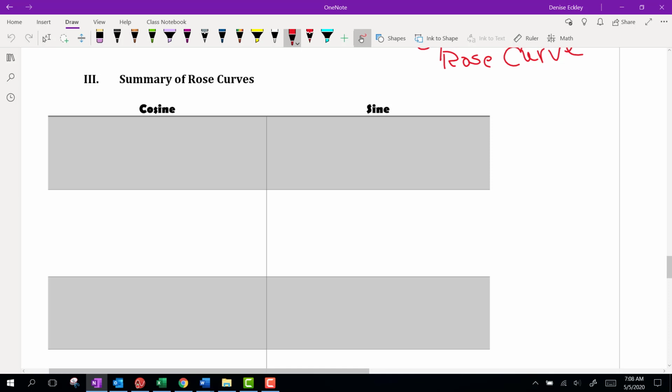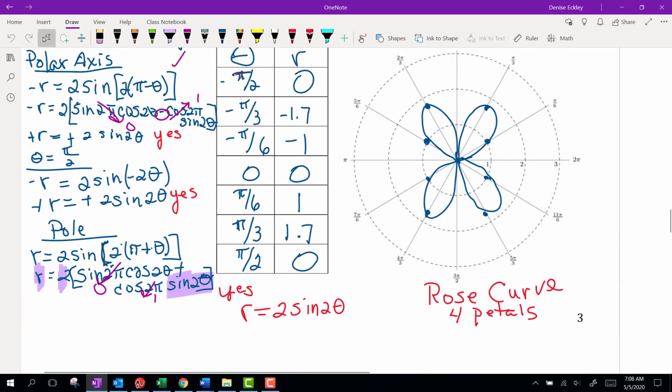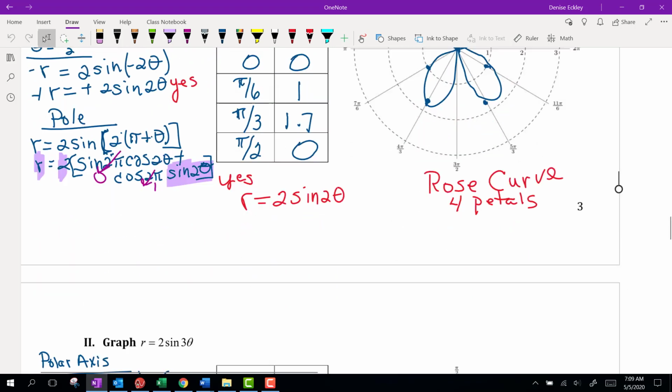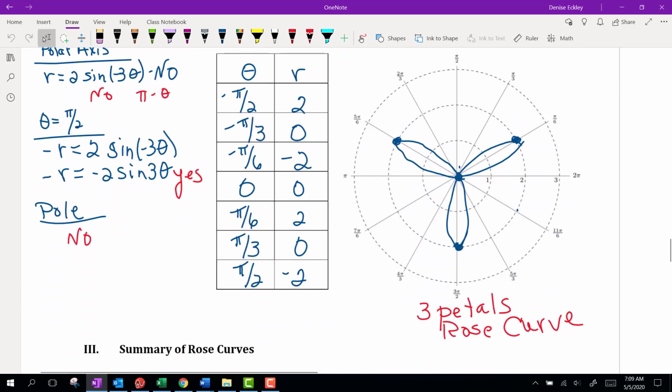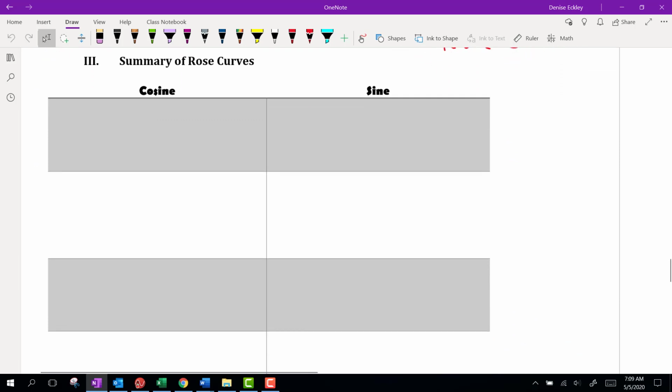Just looking back for a second, in our rose curves, we had one with 4 petals and all 3 of our symmetries. And then we had one that had 3 petals, and it just had the line pi over 2 symmetry. So how do we decide what orientation and how many petals these curves have? We're going to go through it, and it is slightly different between cosine and sine. Cosine and sine give us our orientation.